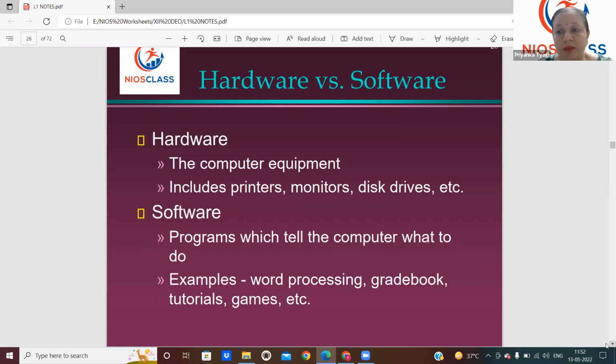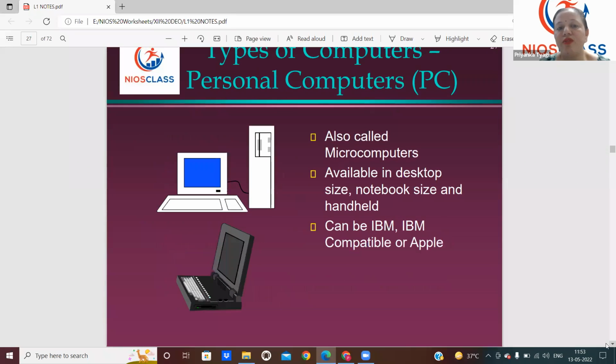Software is the program, the set of instructions, right, which is responsible for executing certain kinds of tasks. Okay, right? And with the help of software, many types of application software are running, and with the help of application software, we can handle our computer system. Examples of software are word processing, grade book, tutorials, games, etc. Right?